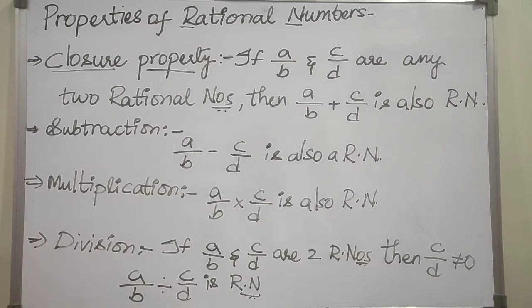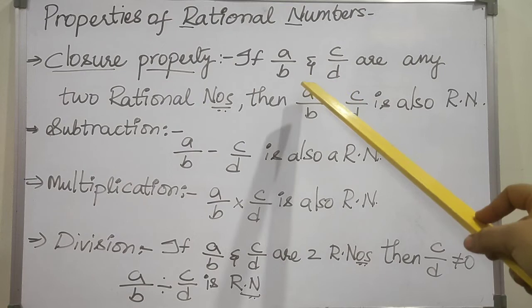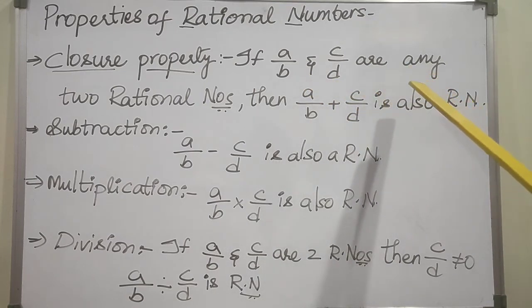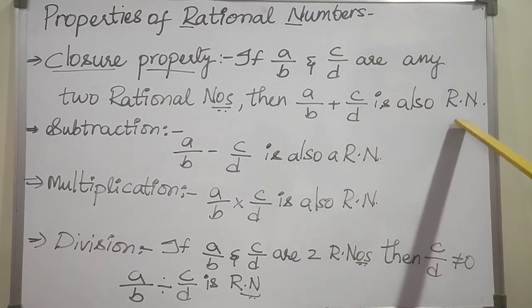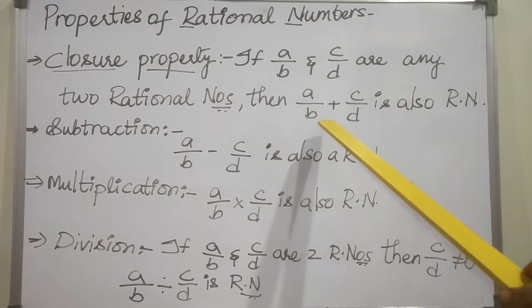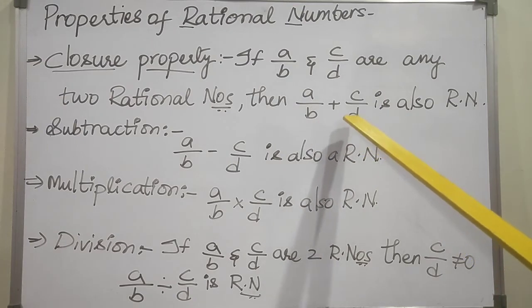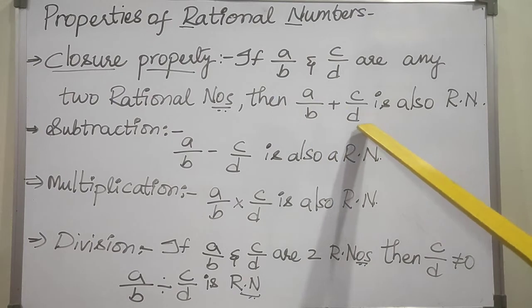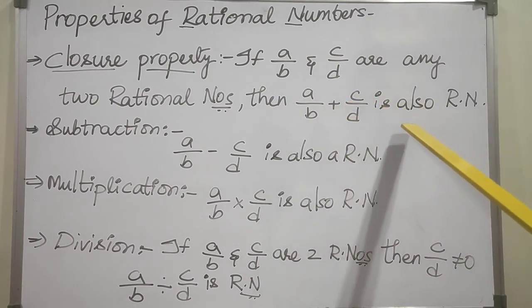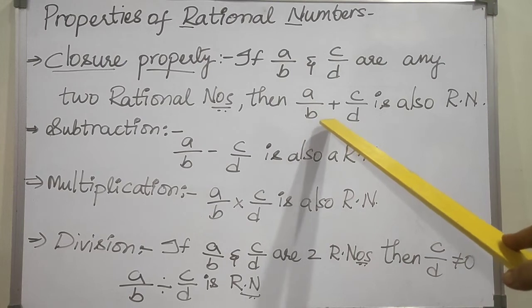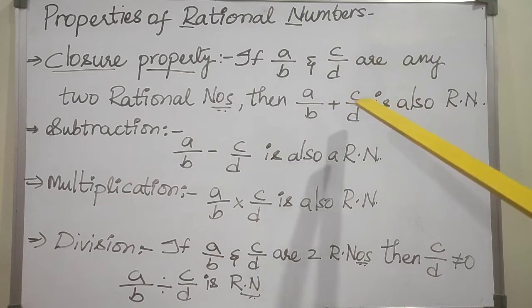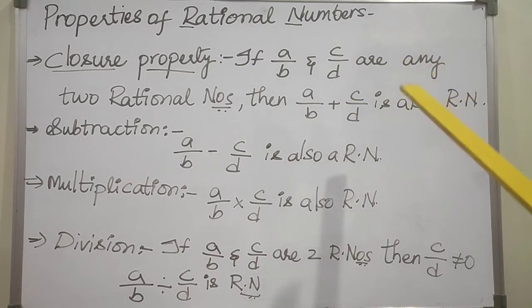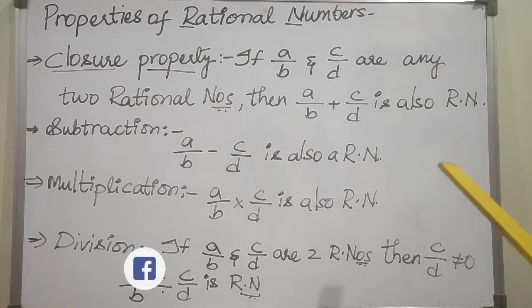In closure property, if a by b and c by d are any two rational numbers, then a by b plus c by d is also a rational number. Here a by b and c by d are two rational numbers, and only then the addition rule is applicable. The result will also be a rational number, and only then the closure property of addition will be closed. Closed here means nothing but it will be verified.